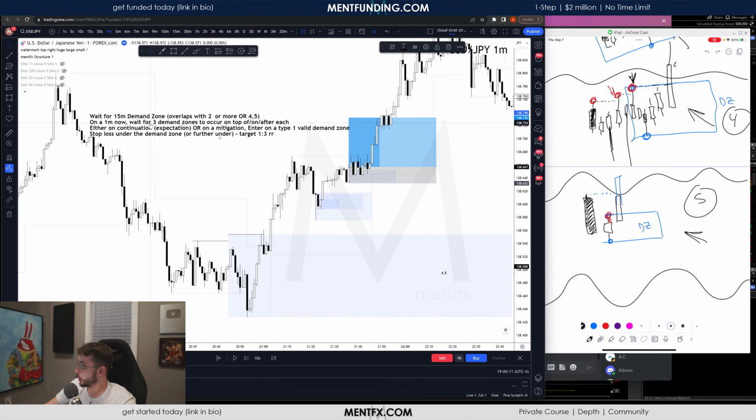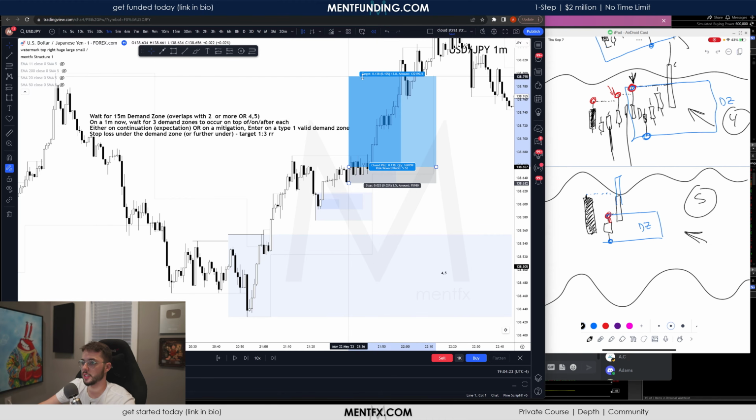And then on a lower time frame, in this case a 1 minute, you wait for a type 3 demand zone validation, showing you basically that money is clearly coming in. And then you look to enter off of the first type 1. And as you enter, you look for a 1 to 3, or let's say a 1 to 5, right?